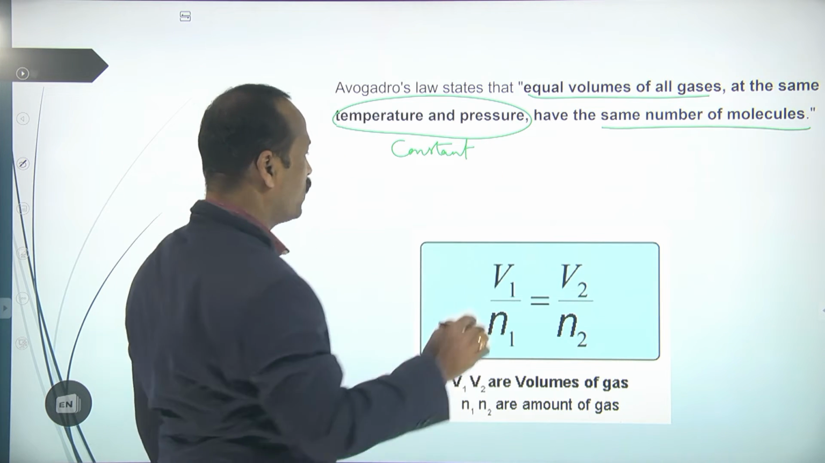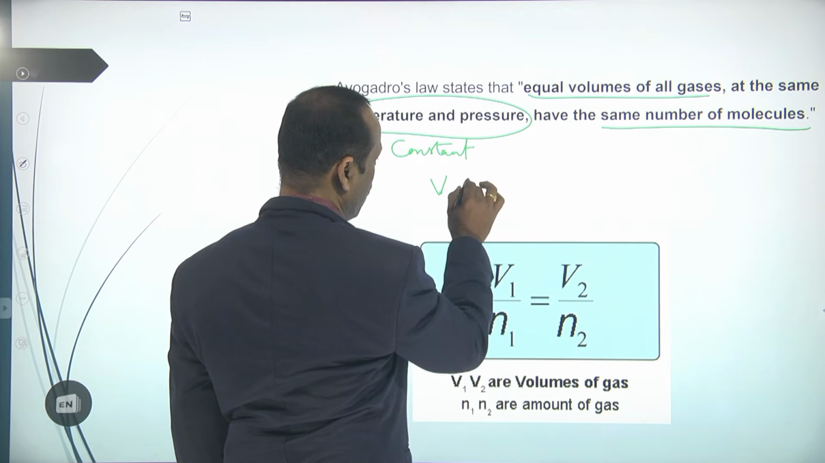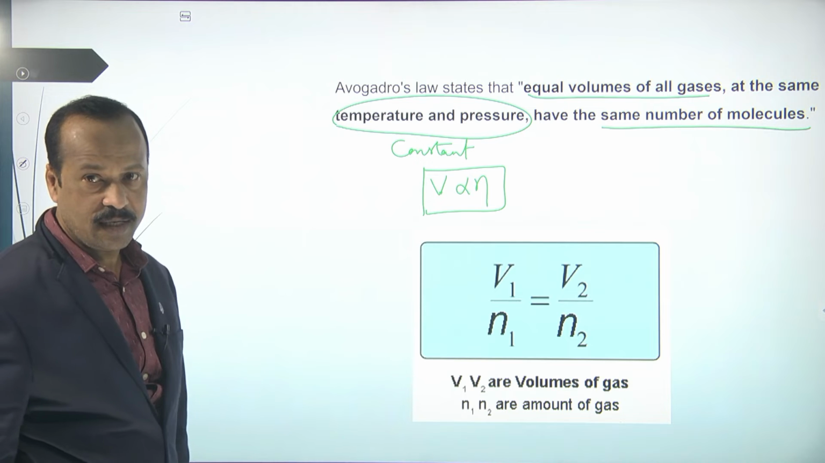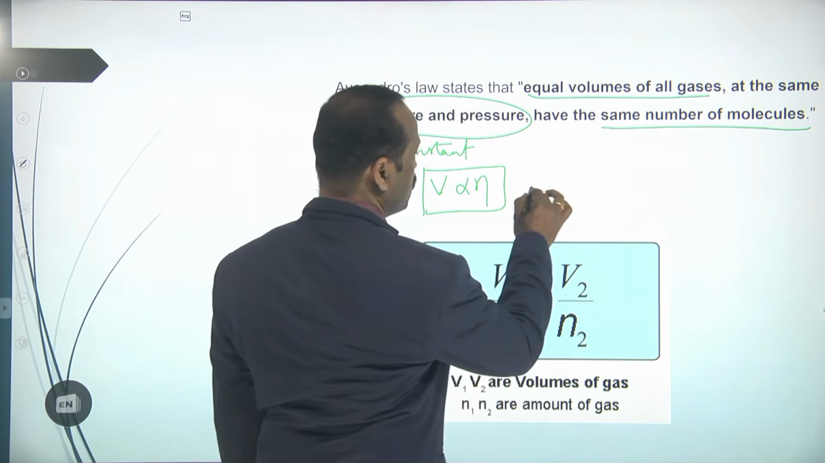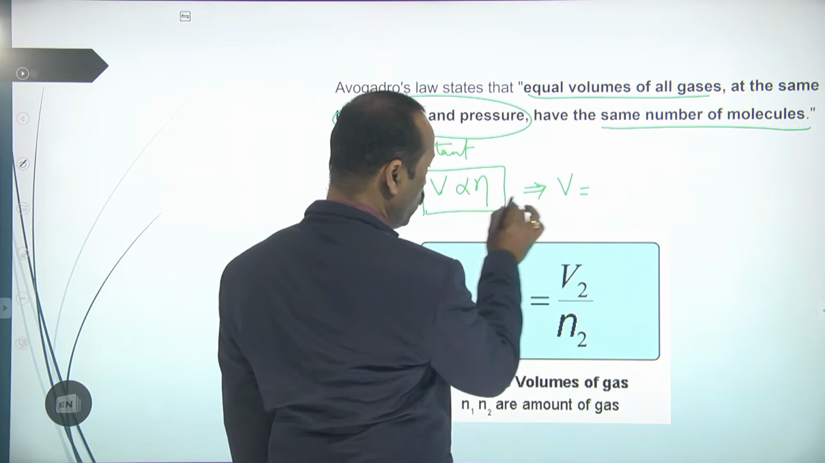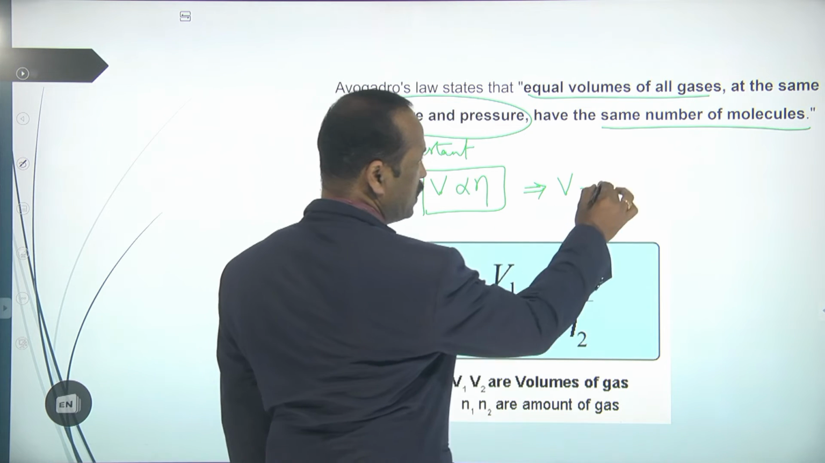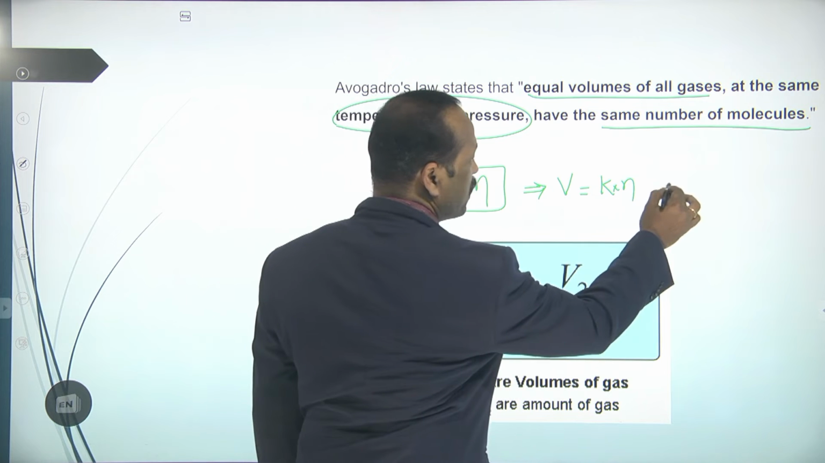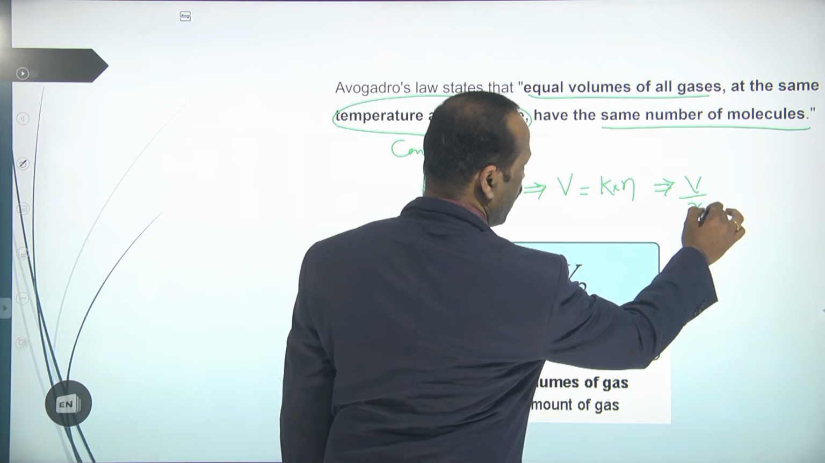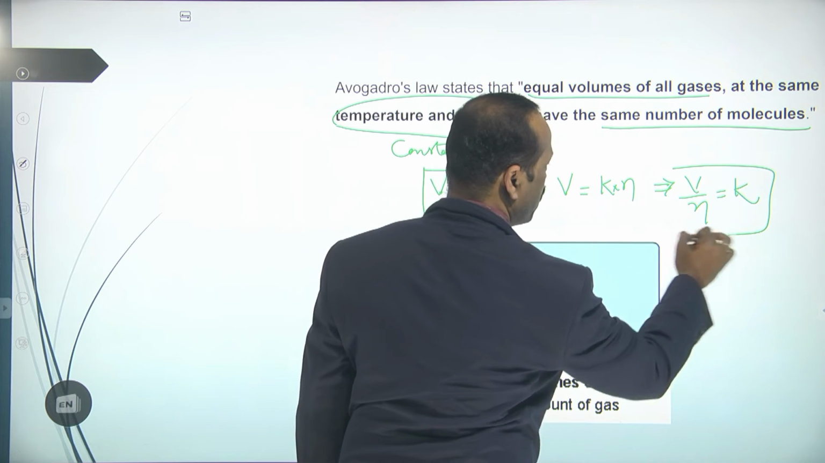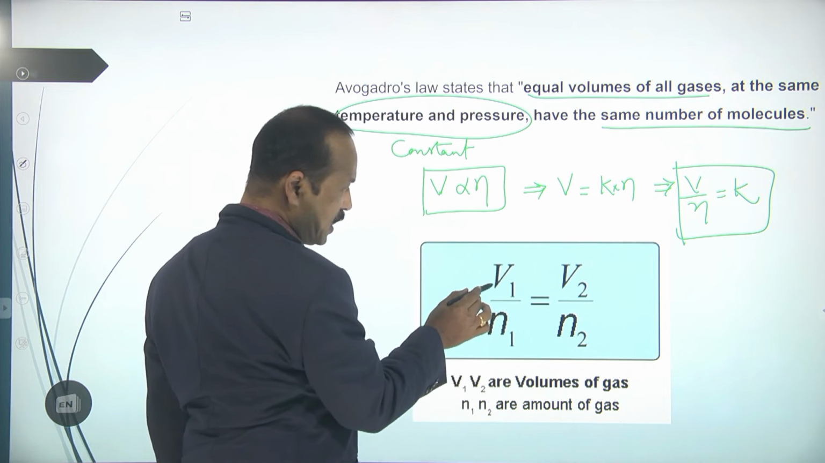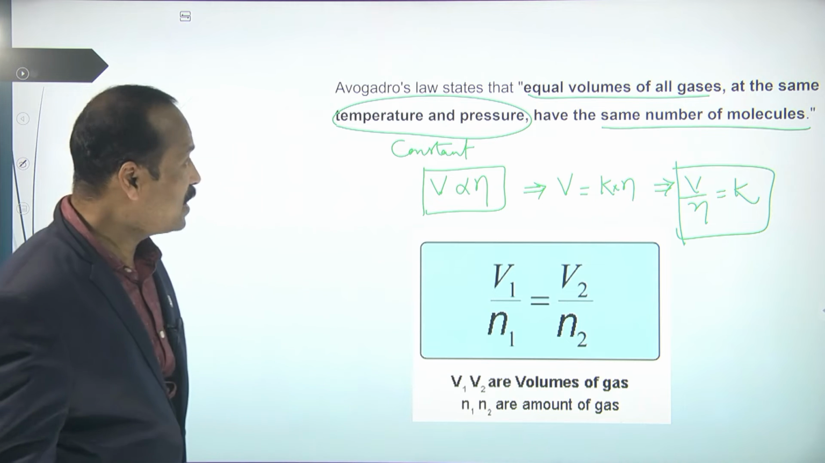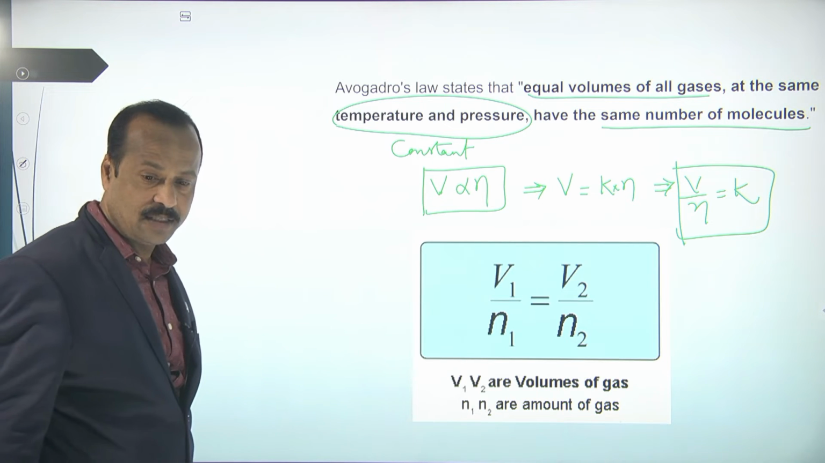The meaning is what? We can write like this now. We can write V is directly proportional to N. So this way we can write V is equal to, when you remove the proportional sign we get one constant, so we write K into N. Now N bring this side. So this becomes V by N is equal to constant. We can write V1 by N1 is equal to V2 by N2 and so on. So that is called Avogadro's law. Is this clear to you?